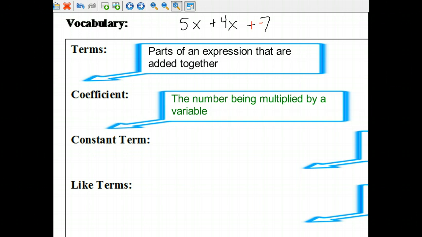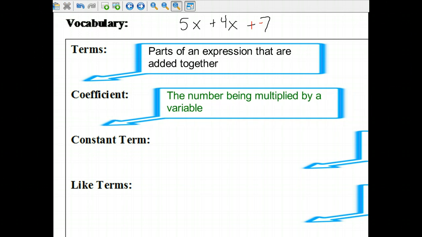Coefficients are the numbers that are being multiplied by the variable, like 5 and 4 in this example. 5 is being multiplied by x, and 4 is being multiplied by x. So the coefficients are just 5 and 4. We don't say it with the x, just 5, just 4. The number being multiplied by a variable. And if you need more time for some of these, push pause, please.